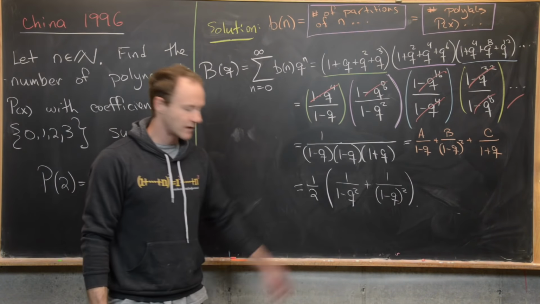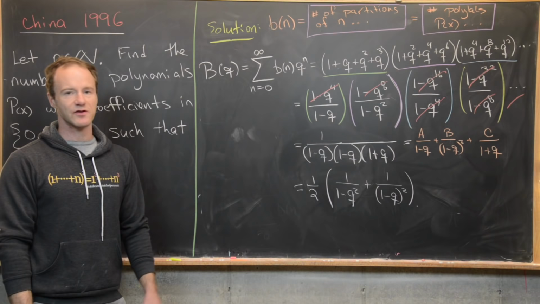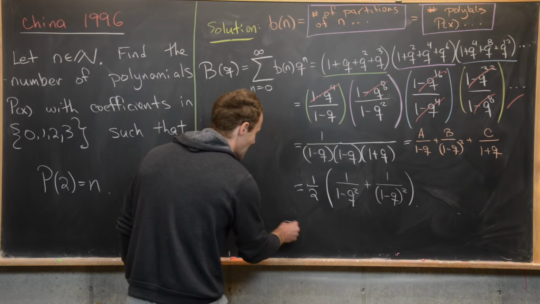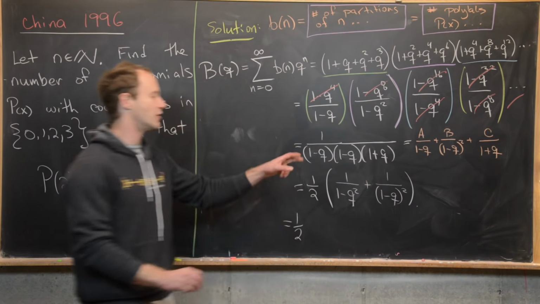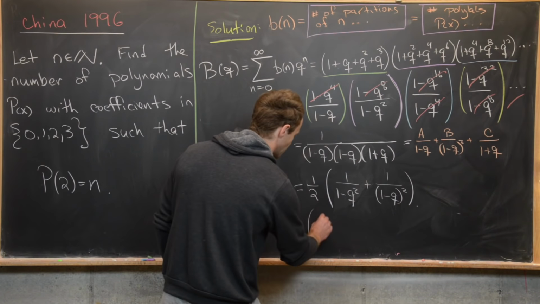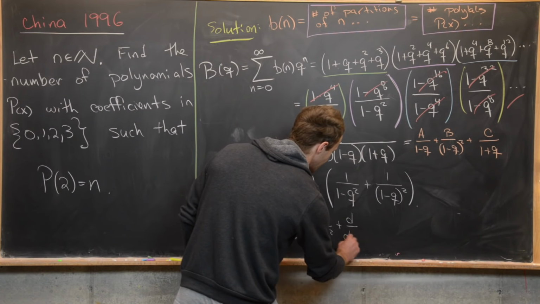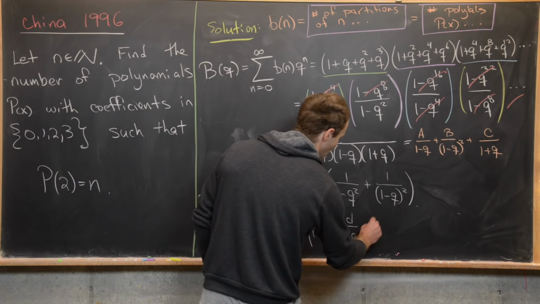Now this first one can be expanded via geometric series. This second one can be expanded one of two ways. You can either use the binomial theorem, or maybe better yet, we could notice that it is the derivative of a geometric series. So I'm going to write this as 1/2 times 1 over 1 minus q squared plus the derivative with respect to q of 1 over 1 minus q. Now we can expand this thing as a geometric series and do term-by-term differentiation.